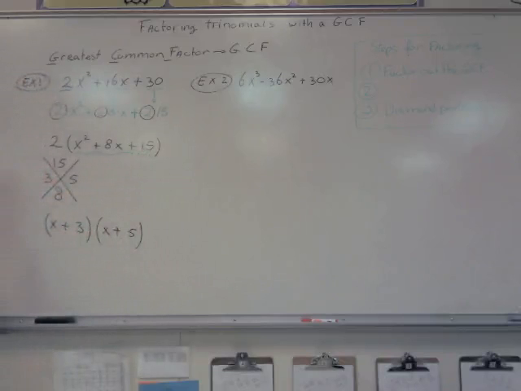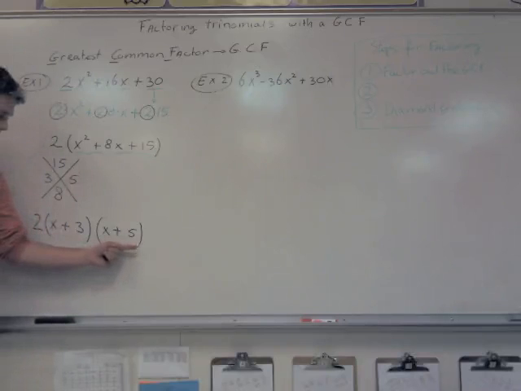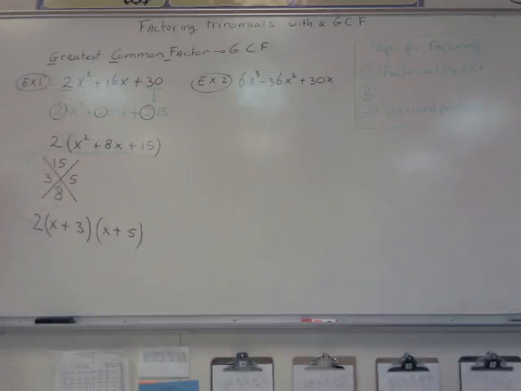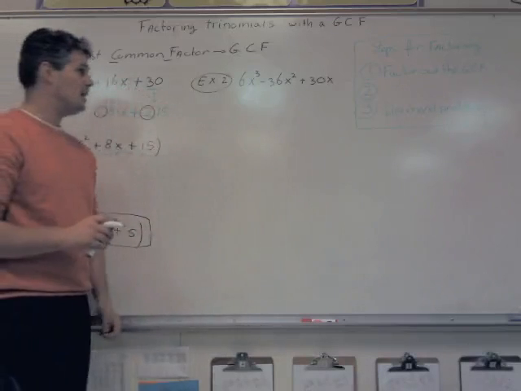Okay, so the 2 that we factored out earlier, that still needs to be written in front. So now these two binomials multiplied times the 2 is the same as the trinomial we started off with. So this is the factored form of this trinomial. Let's do one more example.